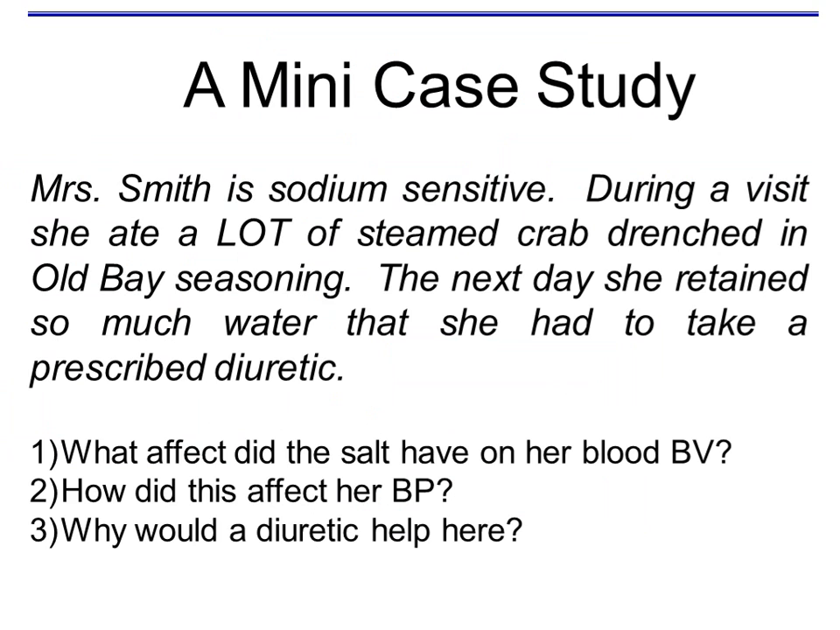You should also be able to pause and sit with this mini little case study. If Mrs. Smith is sodium sensitive, when she ate a lot of steamed crab drenched in Old Bay, she ate a lot of sodium. The next day she retained so much water she had to take a prescribed diuretic. So you should understand the effect that salt had on her blood volume, how this affected her blood pressure, and why the diuretic would help. If you're curious or you don't know, a diuretic increases urine output.